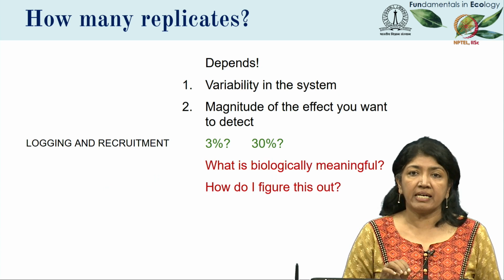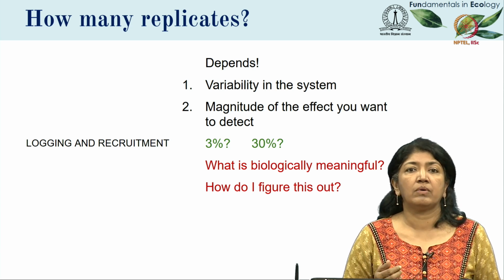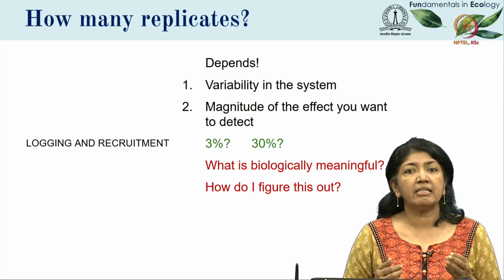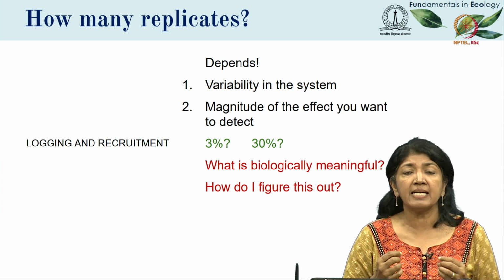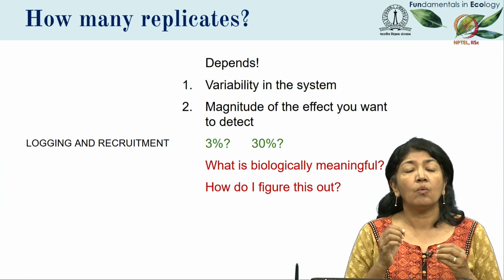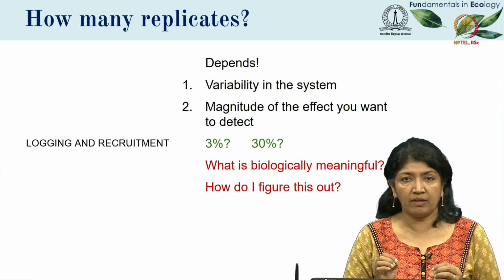The question is, how do I figure out? Do I want to detect a 3%? Do I want to detect a 30%? And for this, I have to ask myself, what is biologically meaningful?